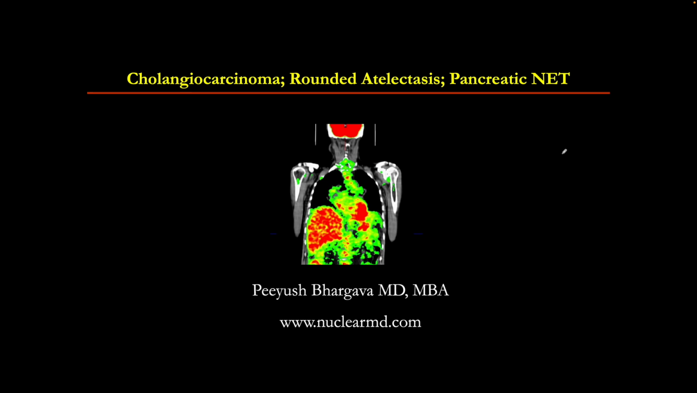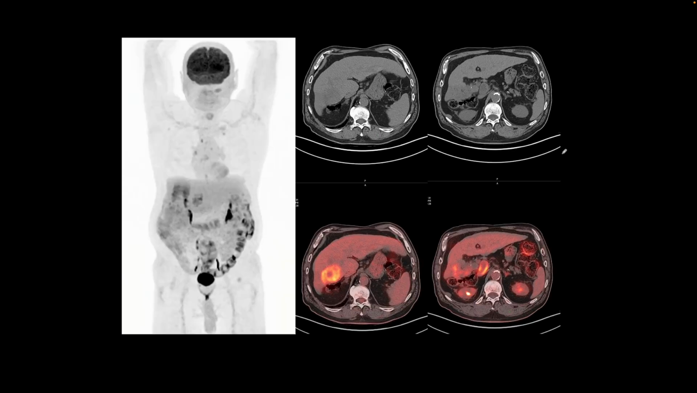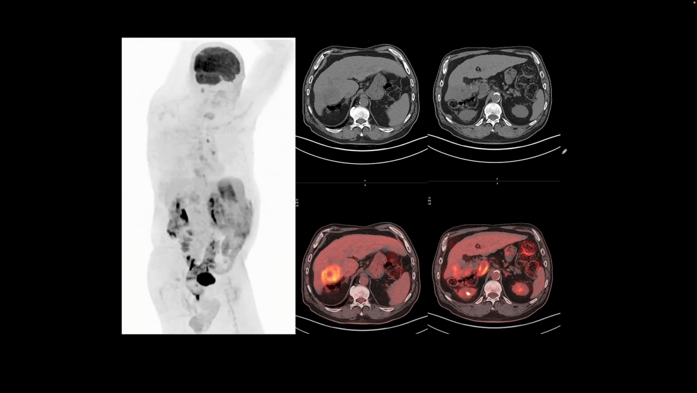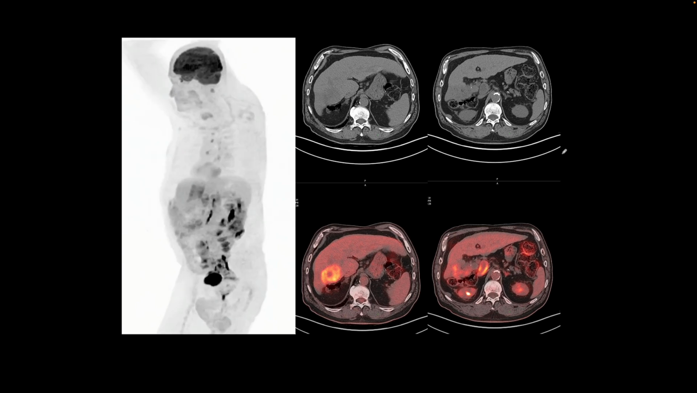In this short video, I have several interesting cases to share with you all. This is our first patient. They underwent a FDG PET-CT scan. Here is the rotating image, and the indication was tumor in the liver.